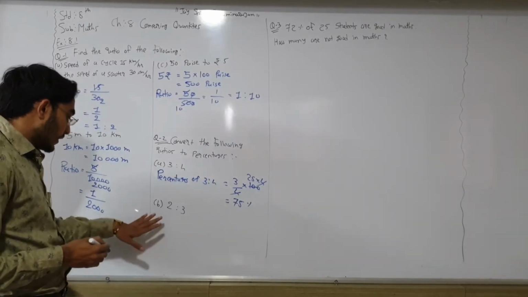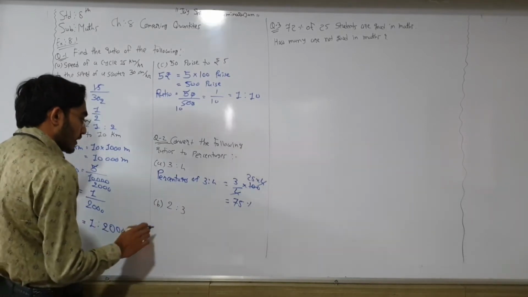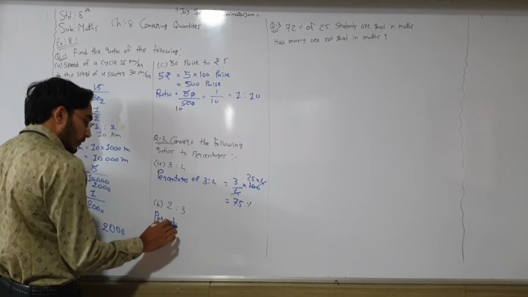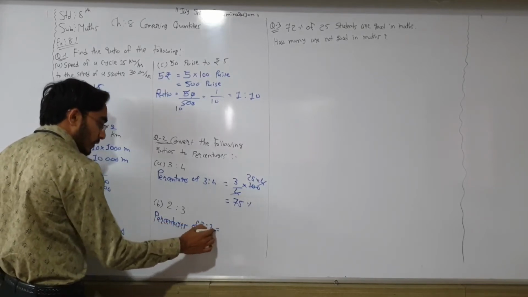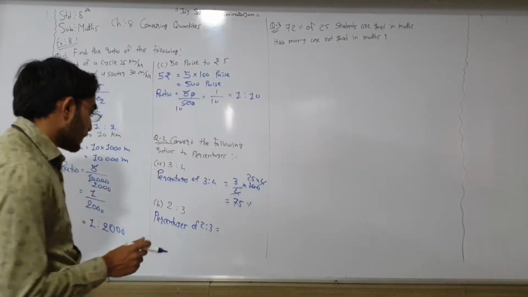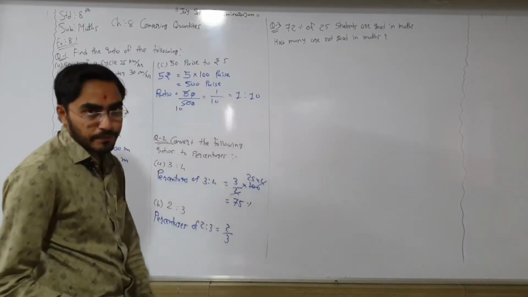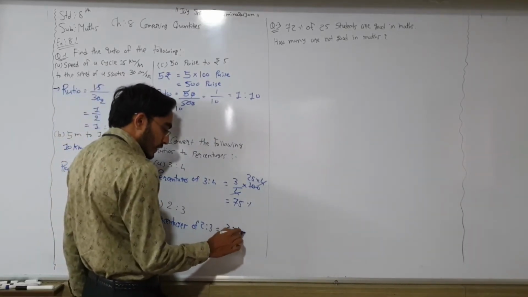Now second internal question, 2/3. So here even we need to follow the same process. So percentages of 2/3 is equal to. So first of all, we need to write this ratio 2/3. Now we need to multiply this ratio by 100.